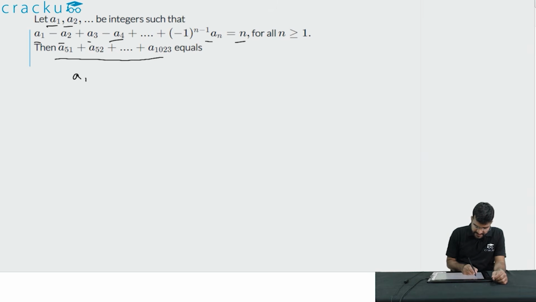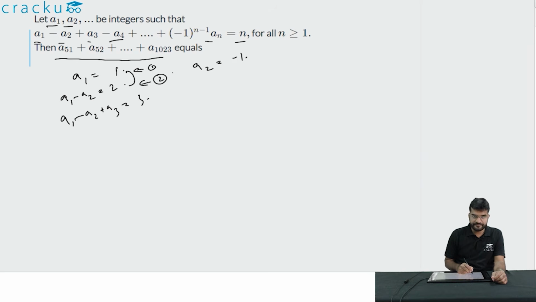So if you do the simple calculation, a1 will be equal to 1, a1 minus a2 is equal to 2, a1 minus a2 plus a3 is equal to 3, and so on. If you subtract the second equation from the first equation, you will get that a2 is equal to minus 1. Similarly, if you subtract the second equation from the third equation, you will get that a3 is equal to 1.